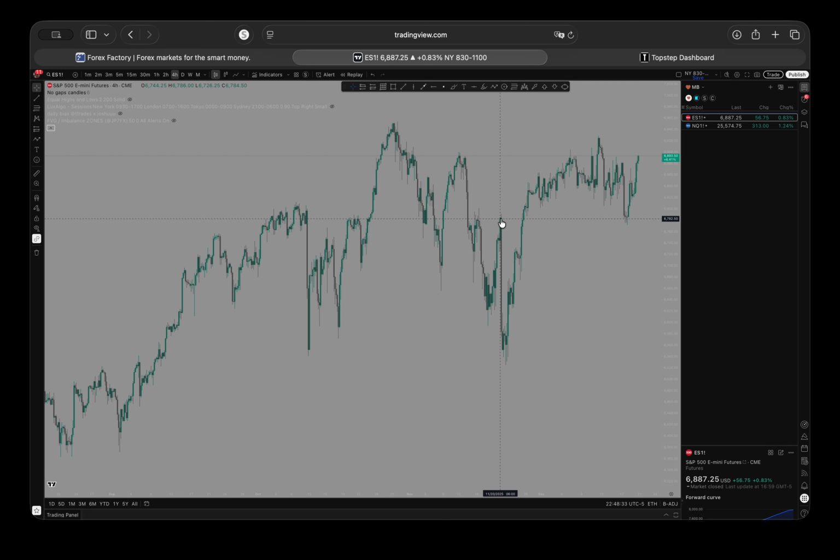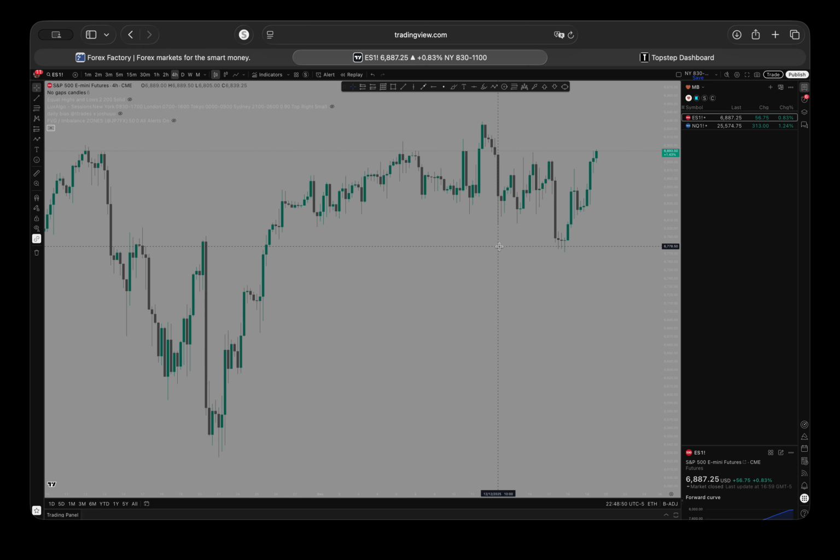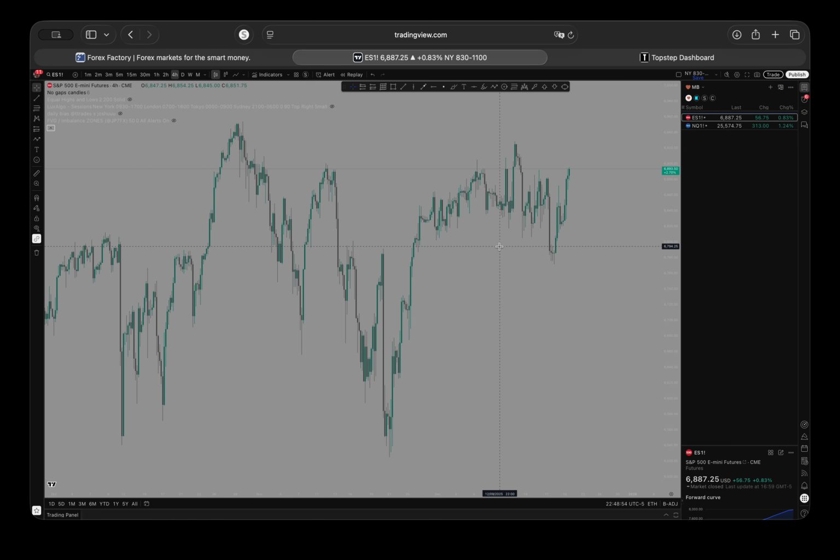Look at that, it went from 6,782 to 6,005. It moved down 300 handles almost. That's a lot. It's a huge move. Why did it do that? So you want to understand things like that and realize that the market moves a certain way for a certain reason. So understanding that each candle means something.